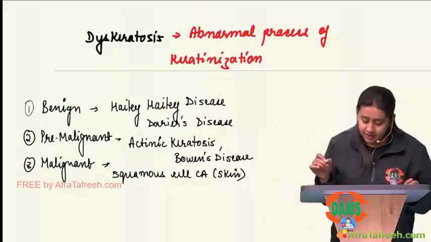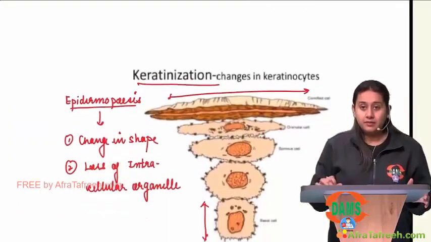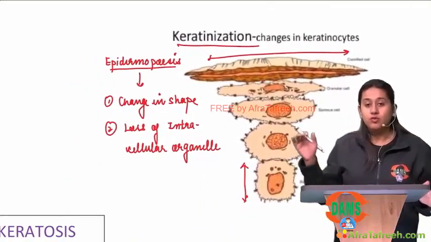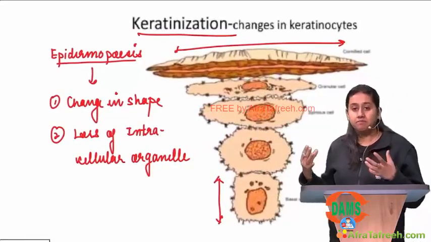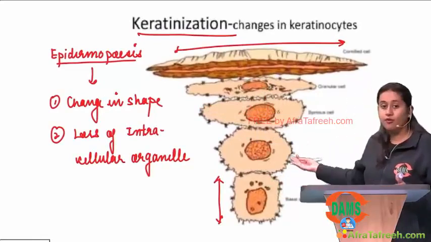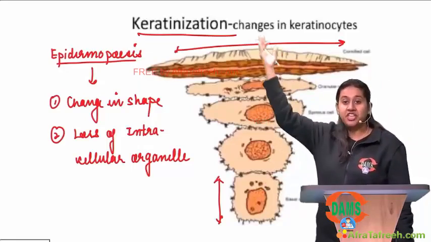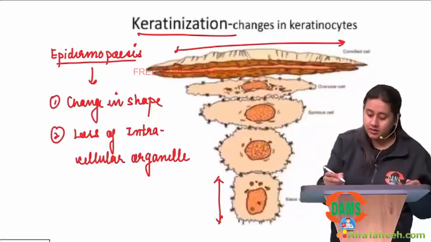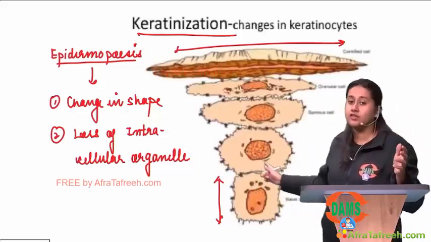Now the next thing I wanted to discuss: normally when a cell moves from the lower layer to the upper layer, it takes certain time. What is the time taken by the cell from the stratum basale to reach the stratum corneum and to shed? This total time is called epidermal turnover. Cell cycle time is the division time of the stratum basale.